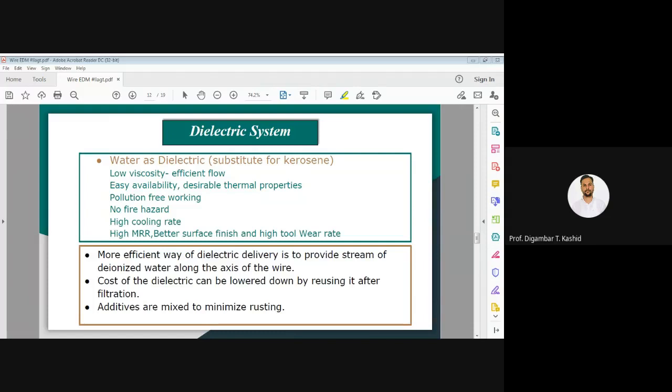Again, you can add some additives, that are also mixed, to minimize rusting. So that also we need to consider.